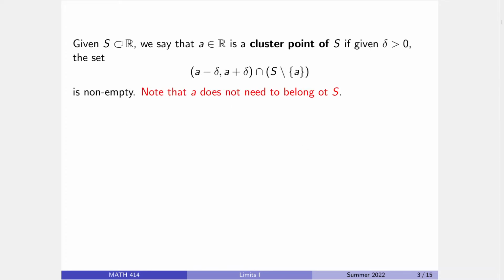Given a subset S, we say that a point A is a cluster point of S if, given a positive number delta, then the interval, so we take A, subtract a little bit off, take A, add a little bit further, this interval and S without A, this is a non-empty set. So note the key point here: A does not necessarily belong to S.